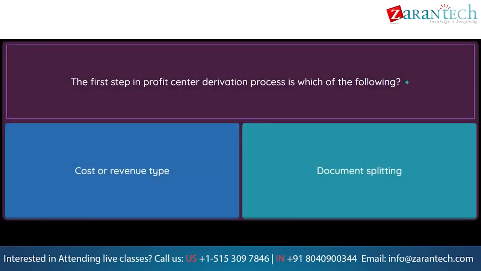Question: the first step in the profit center derivation process is which of the following? Option 1: cost or revenue type. Option 2: document splitting.